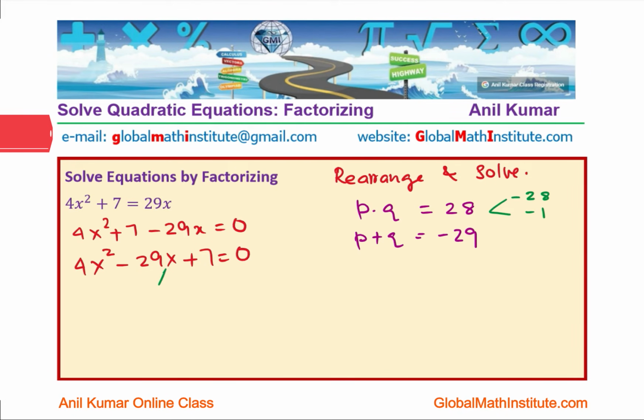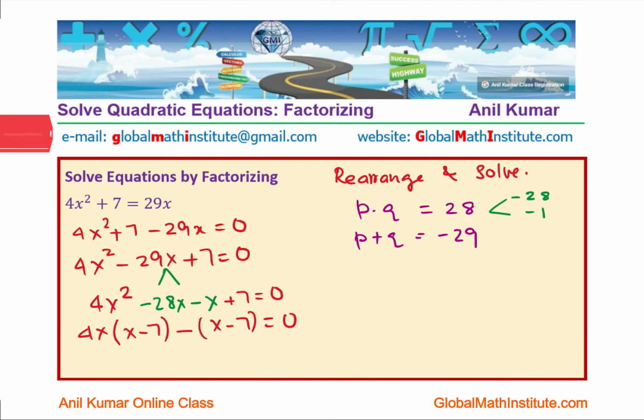So we are going to split this into 2, which is minus 28x and minus x. And we are going to retain the others as such, which is 4x squared plus 7 equals to 0. Factoring 4x from the first two, we get what? We get x minus 7. And we can factor minus here to get x minus 7 equals to 0. So x minus 7 is a common factor, the other one being 4x minus 1.